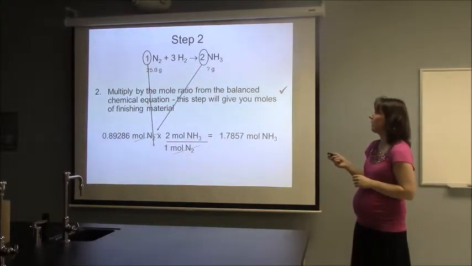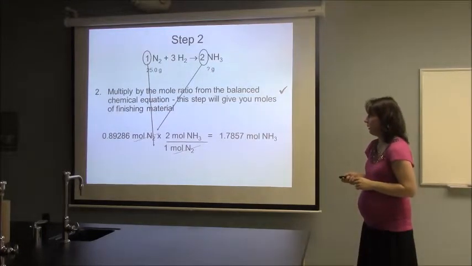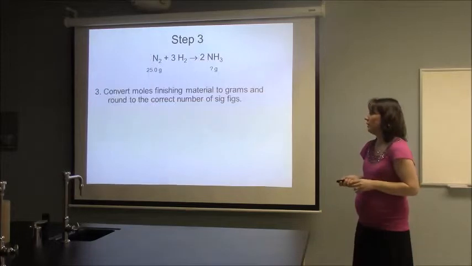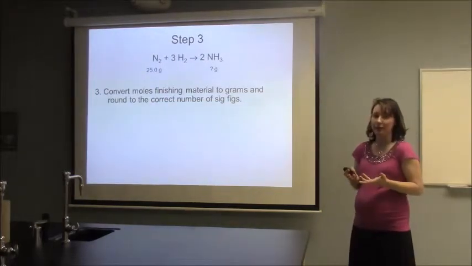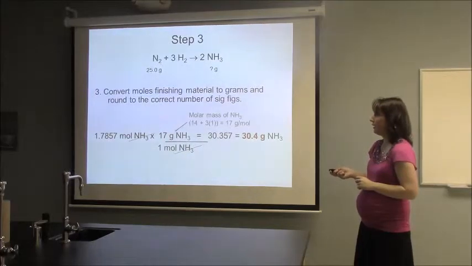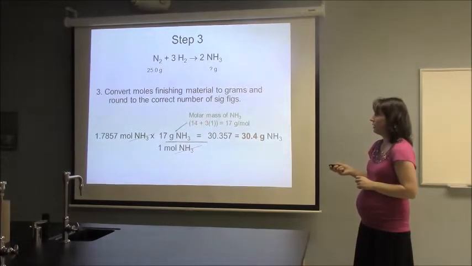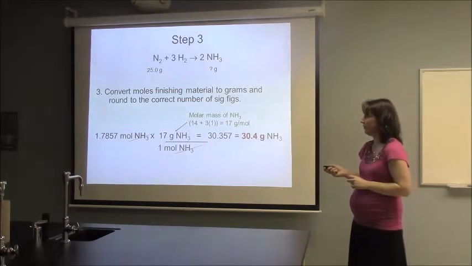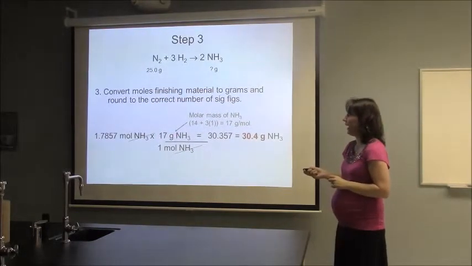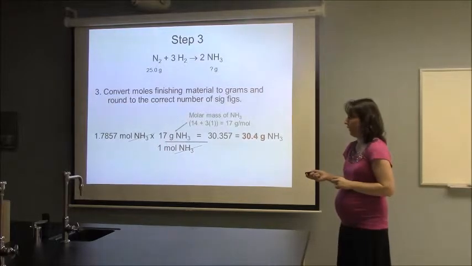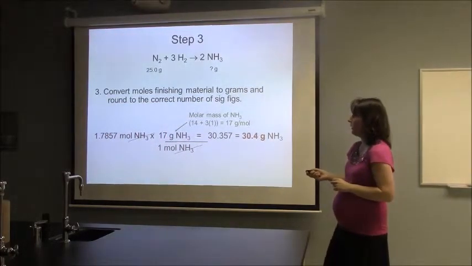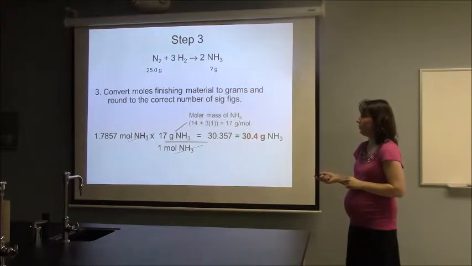The problem asks how many grams of ammonia can we make. So what do we need? We need to take this number of moles and convert it to grams, which means we need the molar mass of ammonia. So this number is the mass of nitrogen plus 3 times the mass of hydrogen. Now this number goes on top, right, because we want grams to be kept. We want moles to go away. So we take our number from the previous step, multiply by 17 divided by 1. Notice our moles of ammonia cancel.